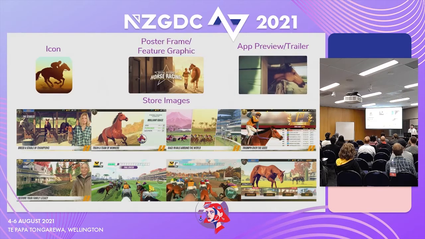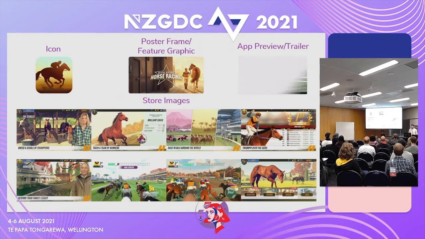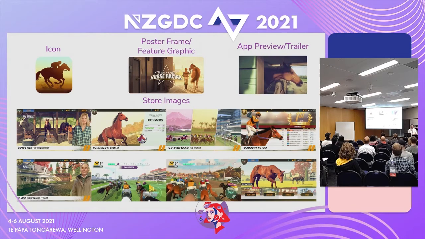All right, so during our soft launch period, we designed a storefront based on our core experiences and our personas that we created. So this is the first revision of the storefront that we created. We thought to ourselves, okay, if Edward was on the App Store, what would he want to see? And so the poster frame or feature graphic, which appears before the app preview or the trailer plays on the App Store, is very focused on that sort of prestige and that glitz and glamour of horse racing. The icon sort of does the same thing.